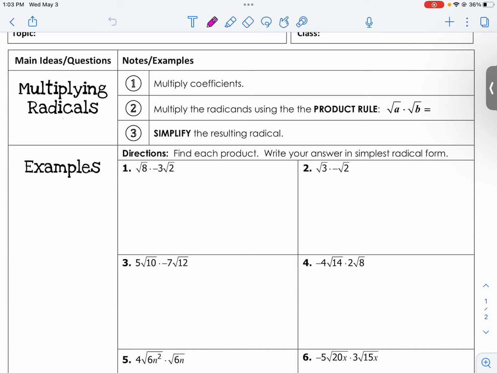Pages 10 and 11. Okay. We are going to work with multiplying radicals.